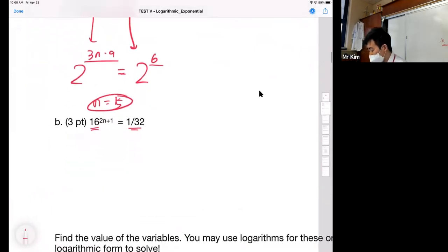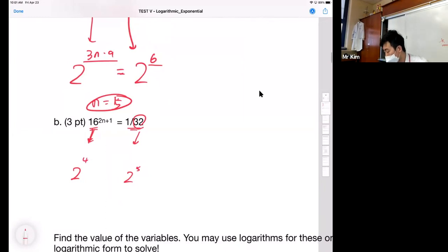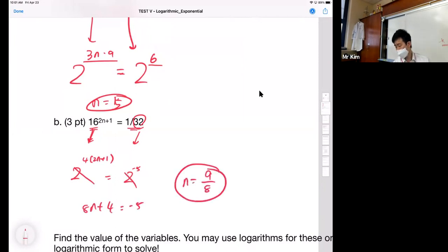What was a problem for a lot of us was how to convert these two, 1 over 32 and 16. 16 is 2 to the power of 4, since I only gave you a base of 2 here. 32 is 2 to the power of 5, but if it's 1 over 32, I need to put a negative sign in front of it. So you put the exponent right next to it, cancel out the 2's, 8n plus 4 equals negative 5. Your final answer should have been 9 over 8.